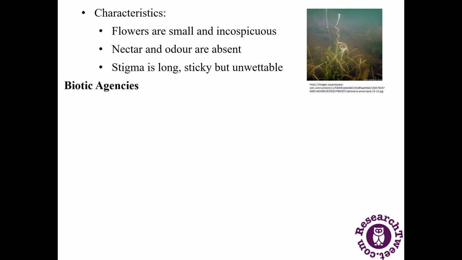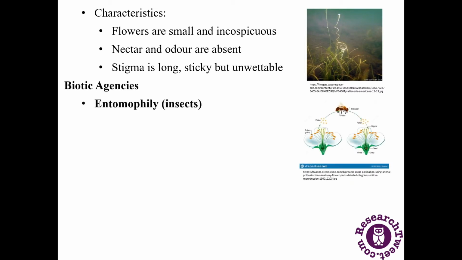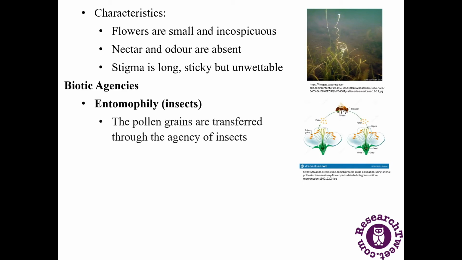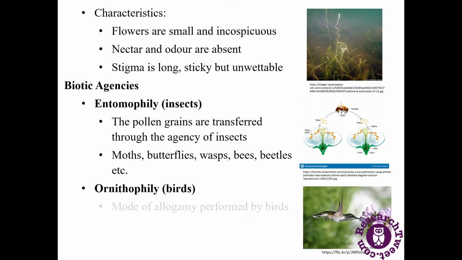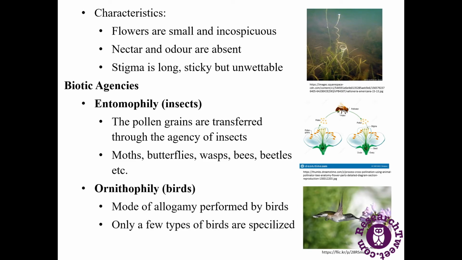Biotic agencies. Entomophily, insects. The pollen grains are transferred to a mature flower through the agency of insects like moths, butterflies, wasps, bees, beetles, etc. Ornithophily, birds. It is a mode of allogamy performed by birds. Only a few types of birds are specialized for this. They usually are small in size and have long beaks.